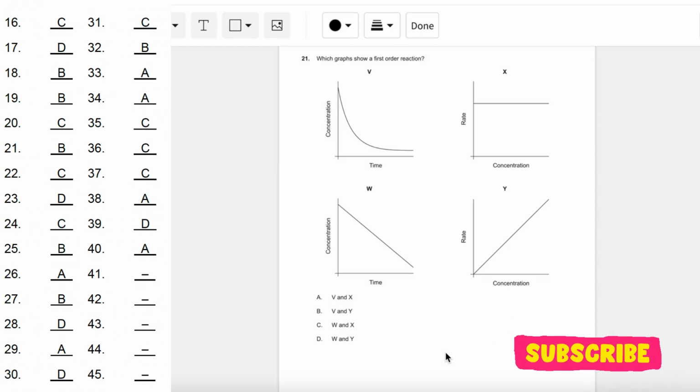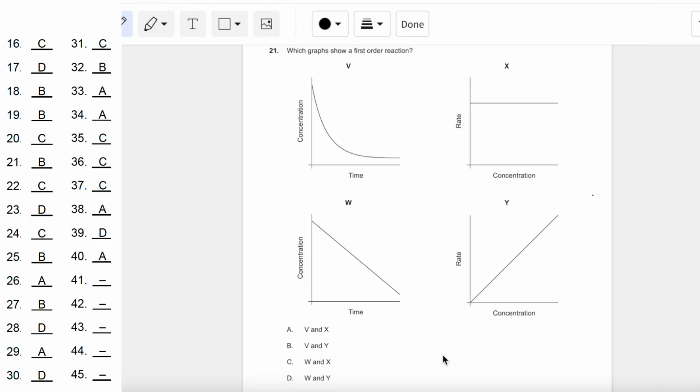So let's get started. Question number 21. Which graph shows a first order reaction? For a first order reaction, the graph of concentration versus time should follow an exponential decrease, which means V. What about rate and concentration? It should be Y, because the rate should be directly proportional to concentration for a first order reaction. Then the answer will be B.